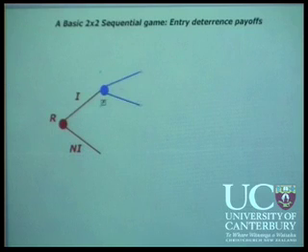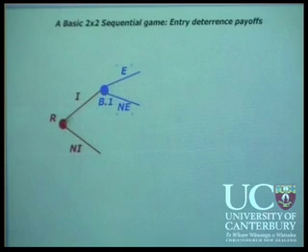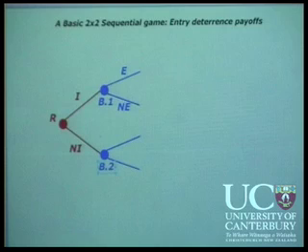Now, let's put in the blue player. If the blue player has a node, and we're putting the node over here to the right, let's put a label on it. The blue player can make a choice to enter or not enter after he observes what the red player has done, in this case, invest. Okay? But the blue player also has the same choice if he observes that the red player doesn't invest.